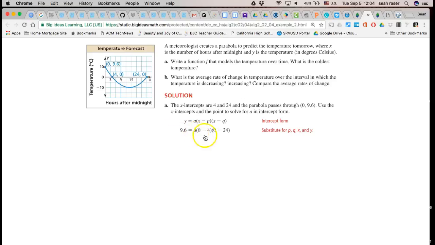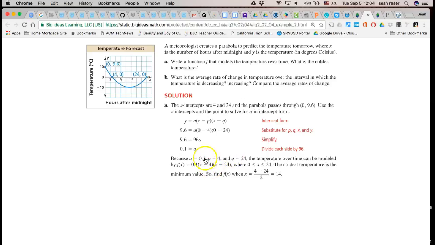Just like last time, we go ahead and simplify this. So we get -4 times -24. So we get 9.6 equals 96a, and then we get a equals 0.1. So by using a and our p and q values, now we can plug those in, and we have our equation right here. You'll see the equation is f of x equals 0.1 times x minus 4 times x minus 24. So that's our equation. That's the answer to the first part, our function.